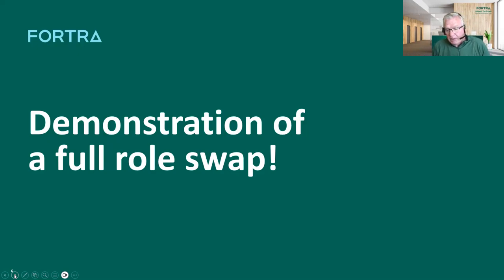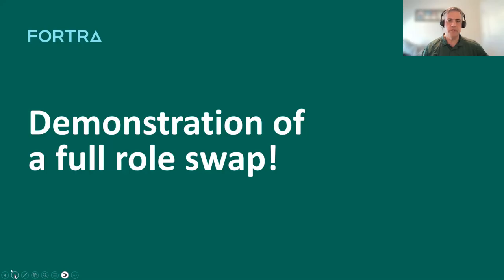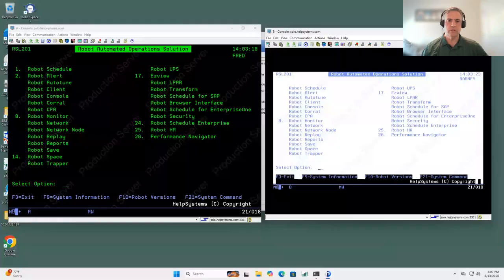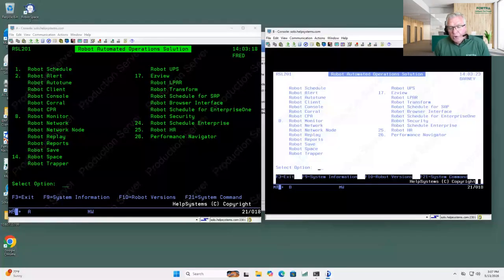Yep. I'm going to take over your screen, Tom, and let me jump over to here. While he's doing that, I'll remind you that Robot HA has the ability to do a test while active role swap or full role swap. What we're showing you today is going to be a full role swap. Bob's actually signed into his console devices. We do require you to run this from a console.